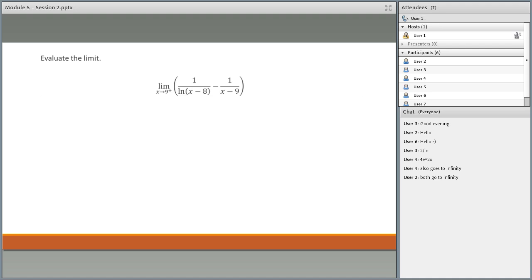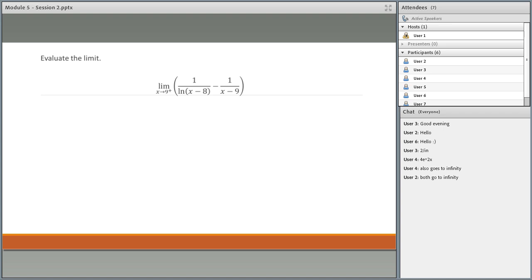One thing I did want to mention is the limits so far, they've both gone to infinity as x goes to infinity. They don't have to go to infinity to use L'Hopital's rule, and in this case we will use L'Hopital's rule, but we don't have x going to infinity, so it doesn't have to. So here's what I'm going to do. I'm going to try a direct substitution.